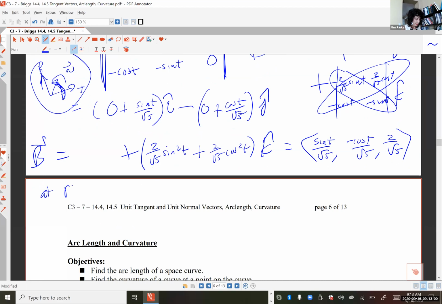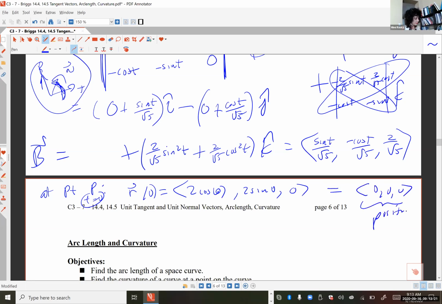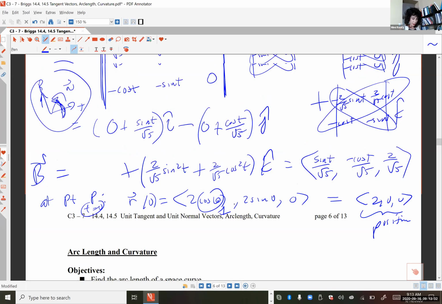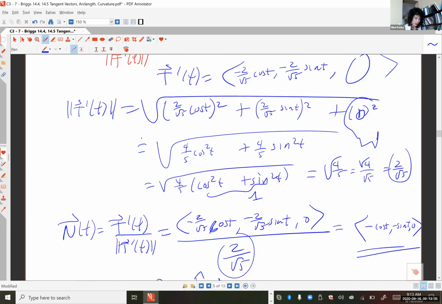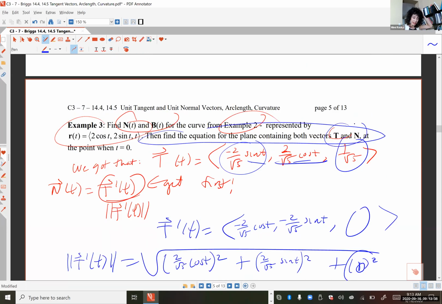Now at the point P, which they gave us when t equals 0, this is what we're finding here, the r evaluated at 0, so the position of the object as it's moving will be located at 0, 0, 0. So that's a position. Excuse me, 2, 0, 0. Because cosine of 0 is not 0, it's a 1. So there's your position, or a point. We want to find the equation of a plane that contains both the vectors T and N. So here's your plane.